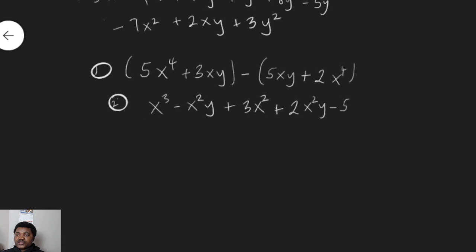It's your turn to work these two examples and put down your answers. 5x exponent 4 plus 3xy minus 5xy plus 2x exponent 4. And then x cubed minus x squared y plus 3x squared plus 2x squared y minus 5. So work these two examples and put down your answers.